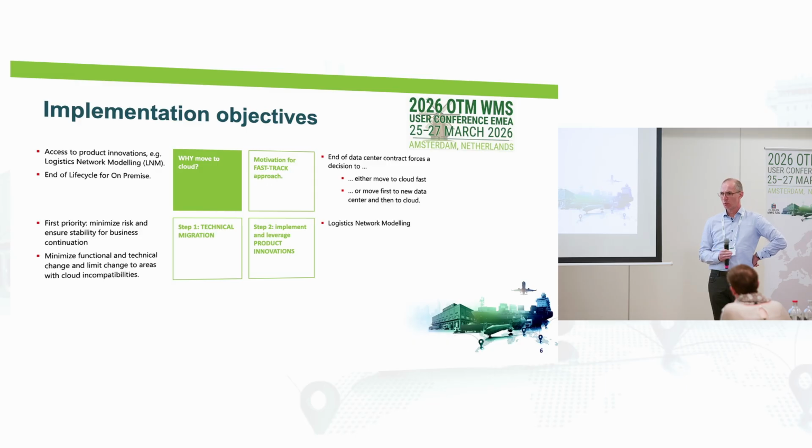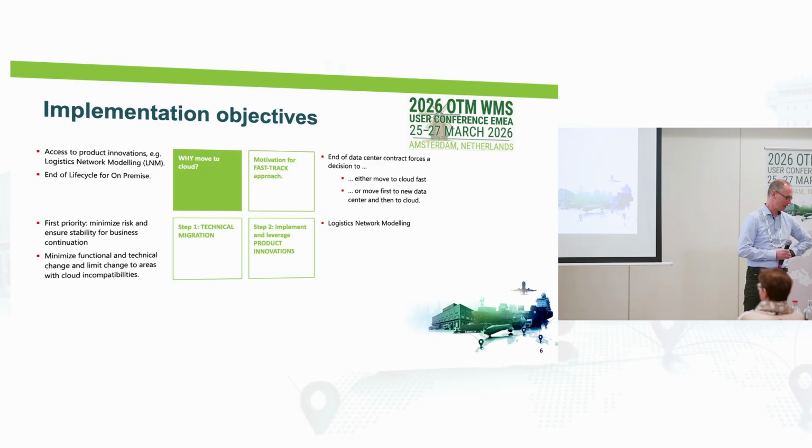So it was conflicting with the timeline of the originally planned project, so we could either go first into the new data center and then move into the cloud, or we need to anticipate the project and accelerate the project, and we checked if this is possible. And as we didn't want to go for a non-value project by just moving from one data center to the other, we decided for the fast track approach.